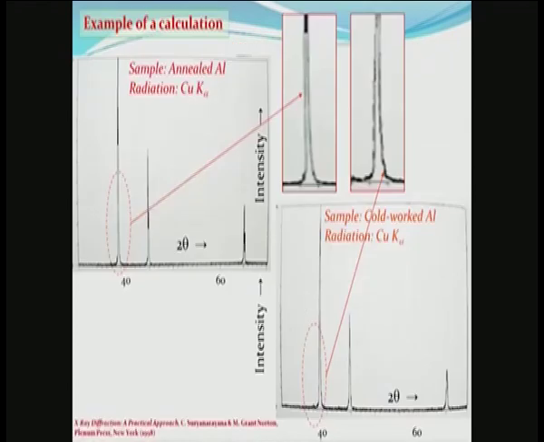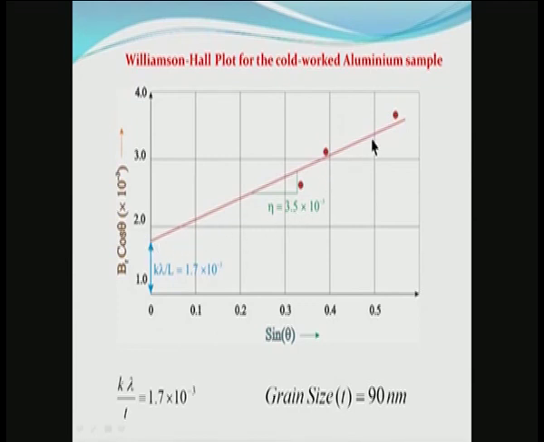So, we show here examples of an actual set of samples. Here is an annealed sample of aluminum, and here is a so called cold worked sample of aluminum. You can see that the width of the corresponding peaks is greater in the case of the cold worked aluminum sample than in the case of the annealed aluminum sample. Annealing usually removes defects. Using these data, a graph has been plotted, which is the Williamson-Hall plot for the cold worked aluminum sample, and this is Br cosine theta versus sin theta, and as I said, there is an intercept over here.